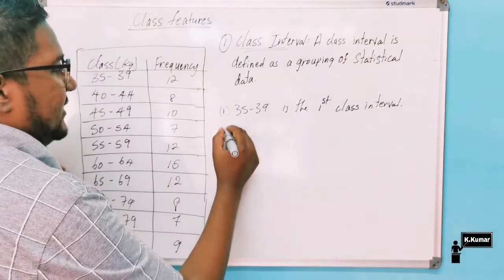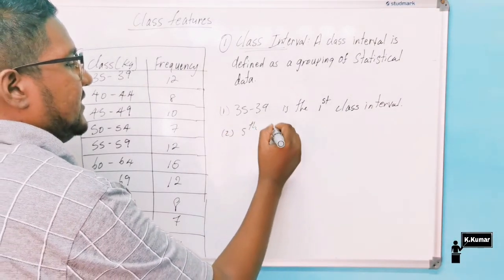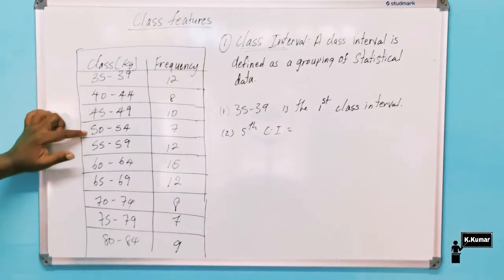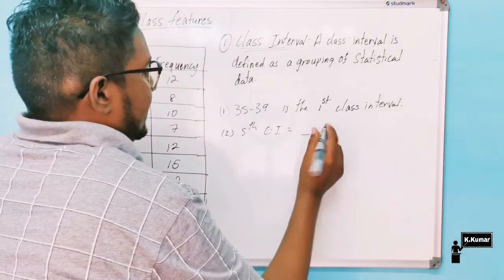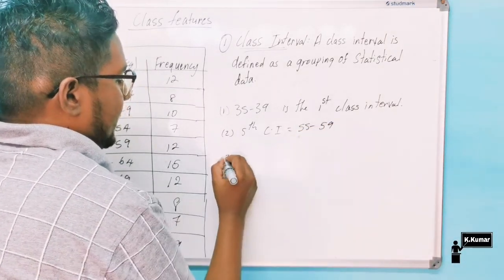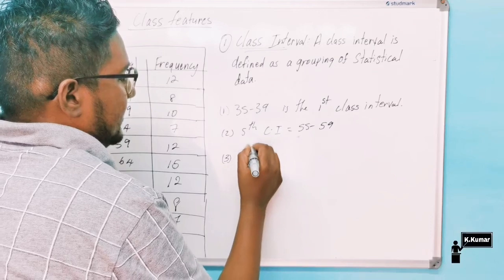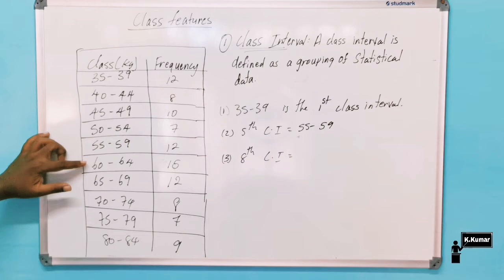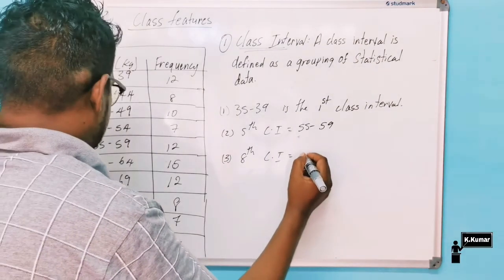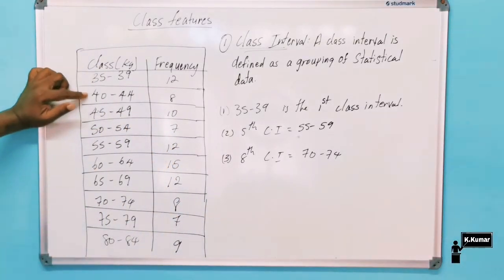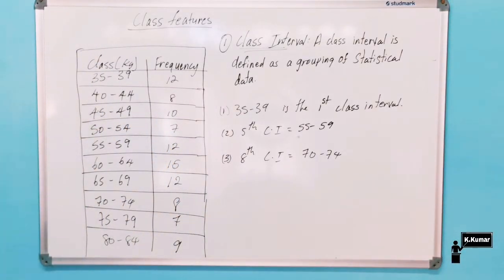If I ask you for, let's say, the fifth class interval, you have to check 1, 2, 3, 4, 5. Your fifth class interval is going to be 55 to 59. Let's say I asked you for the 8th class interval, then 1, 2, 3, 4, 5, 6, 7, 8. The 8th class interval would be 70 to 74. So each one of these groupings is what we call a class interval. This is the simplest one, right?